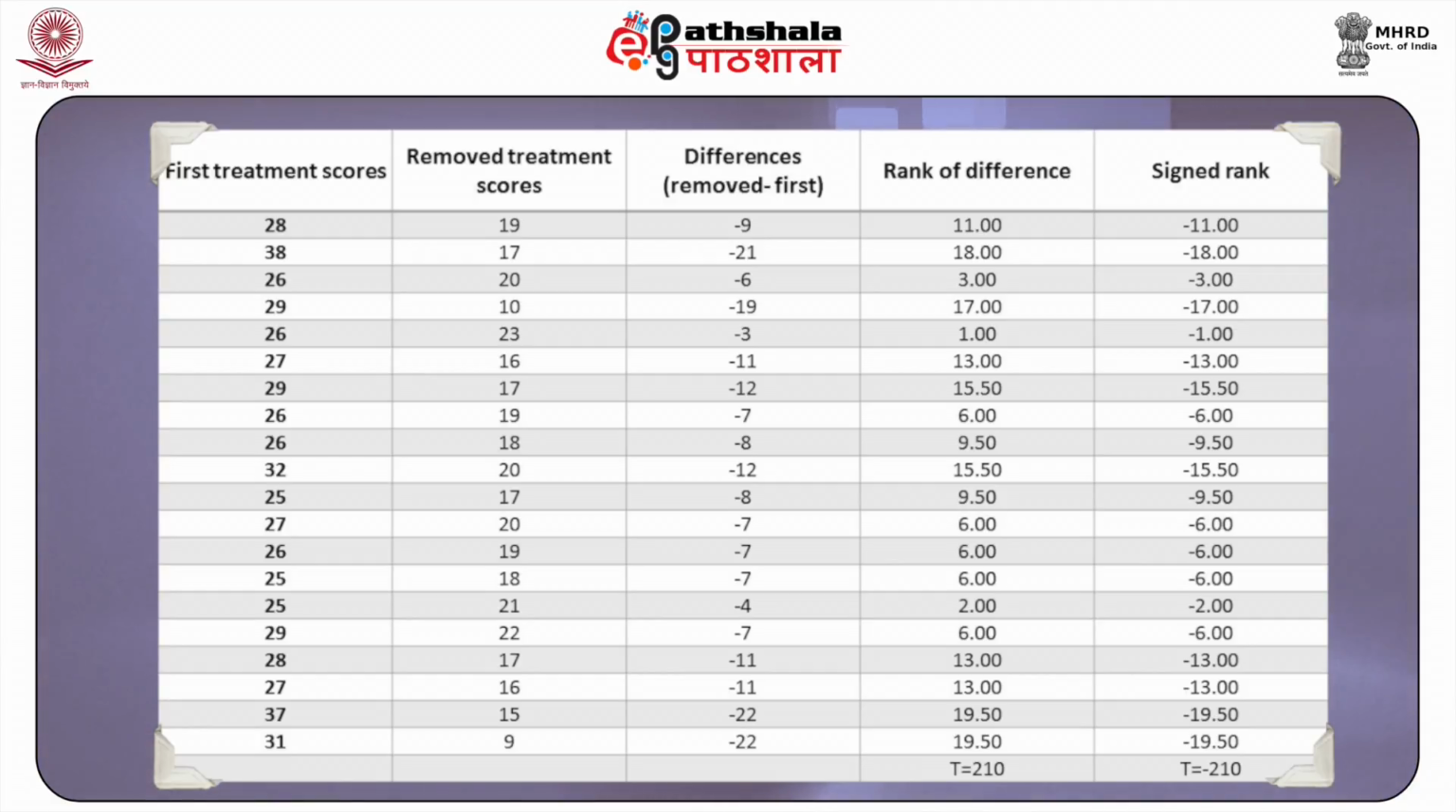Let us look at the first set of scores in the second row. The first treatment score, suppose, is 28 and the removed treatment score is 19. So, a difference of -9 is there. And similarly, we do it for other scores, and then these differences are ranked and we have a signed rank for the scores. One can go through the table and understand how the ranking is done.